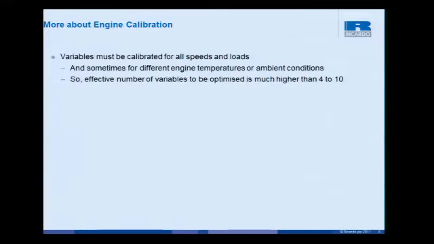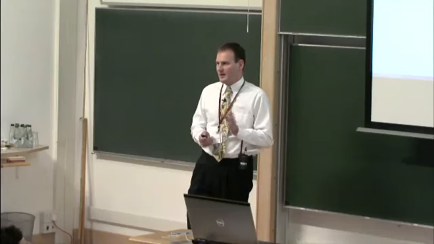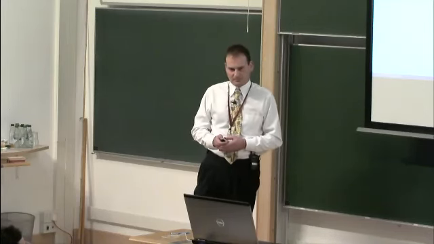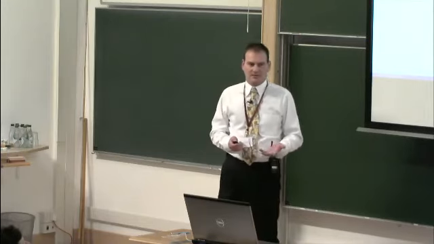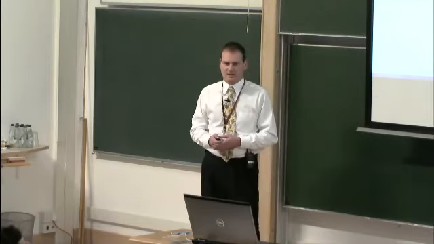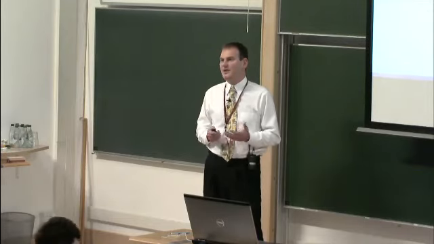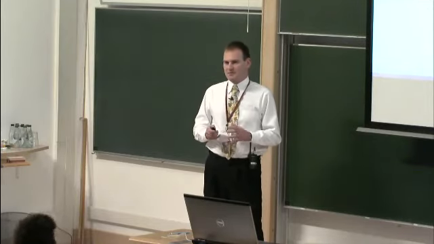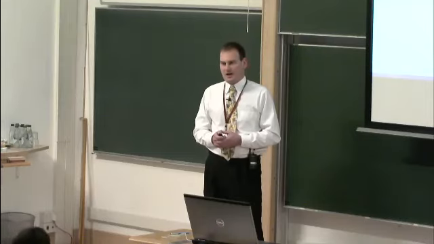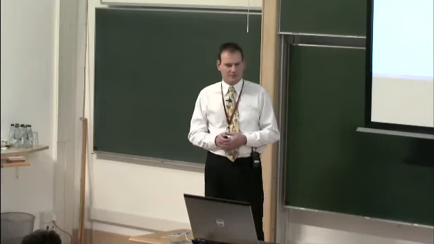So, a few more facts about engine calibration. Those 4 to 10 variables, depending on the engine, will need to be calibrated for every single speed and load that the engine will go through or operate at, and also for different temperatures or ambient conditions. So, although the number of variables might be 10, the effective number of variables that must be optimized or calibrated is several hundred, or can be several hundred.